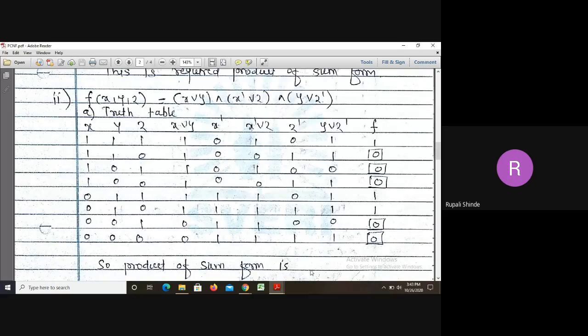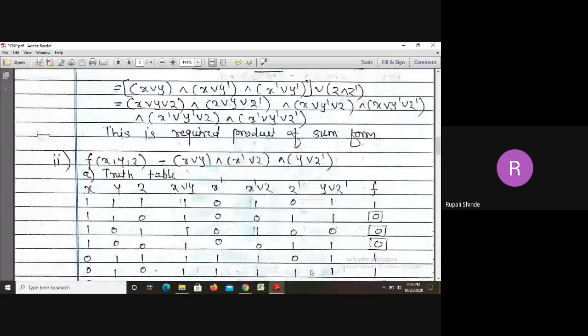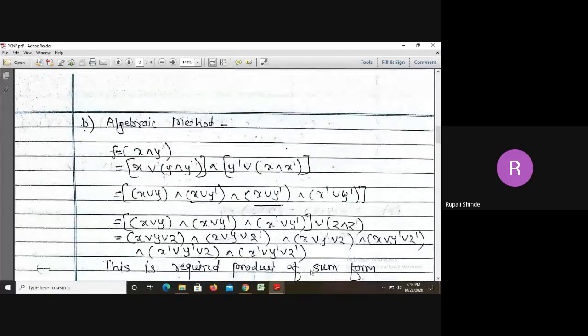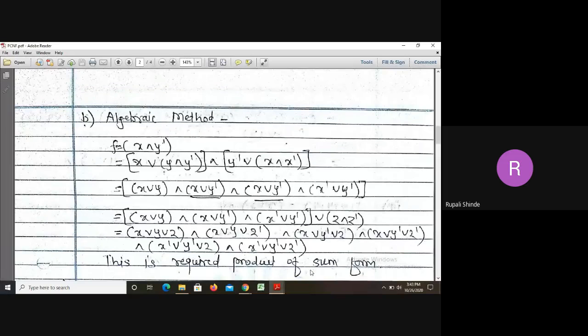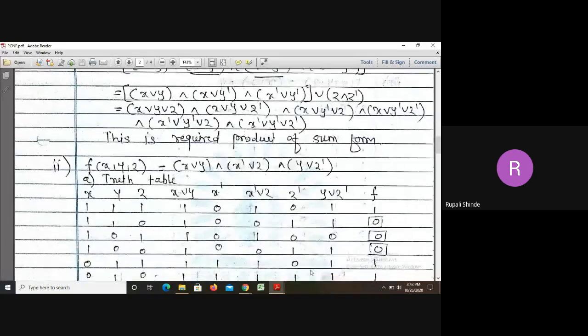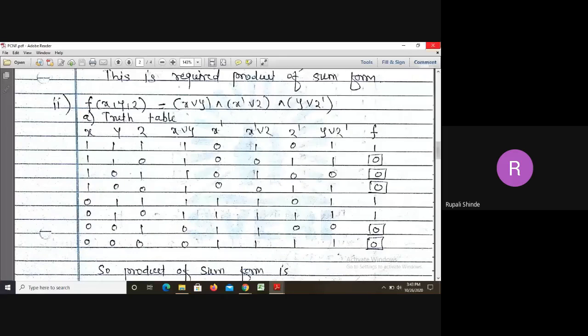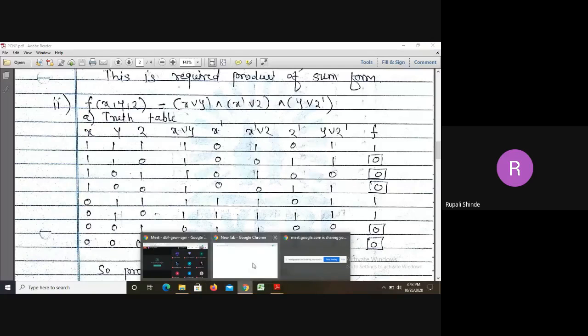So again, for this product of sum, outside the bracket product should be there, and inside the bracket sum should be there. So these are some tips to find sum of product and product of sum, or we can say PDNF and PCNF format for a given expression. Now we will continue with some remaining points from this chapter.